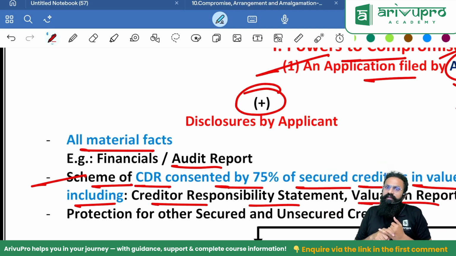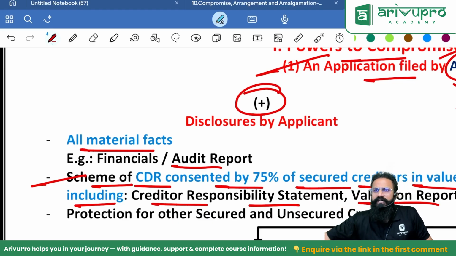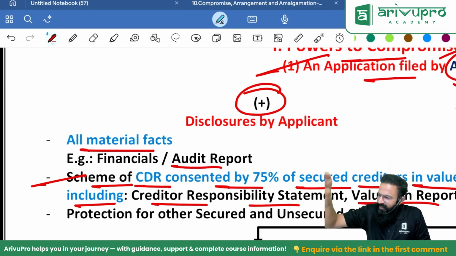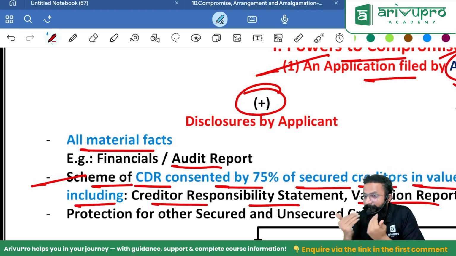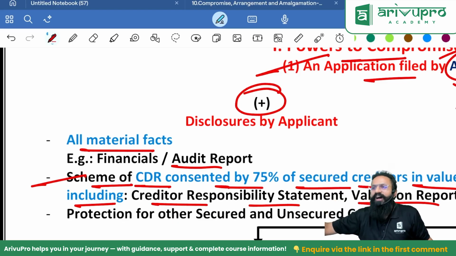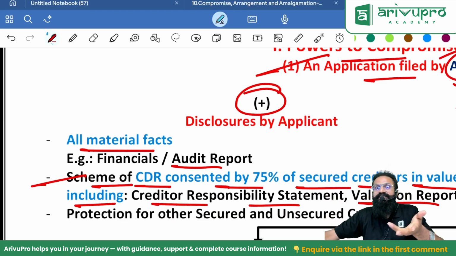Along with that, now imagine, sir, we have seen in one chapter, share capital and debentures. In that, can a share be issued at a discounted price? We saw two exceptions. What is the exception? One, sweat equity. Second one, debt restructuring. That is only this. Oh, correct.